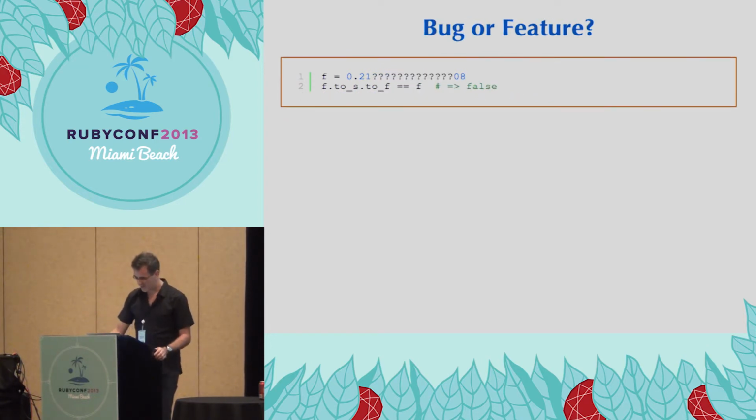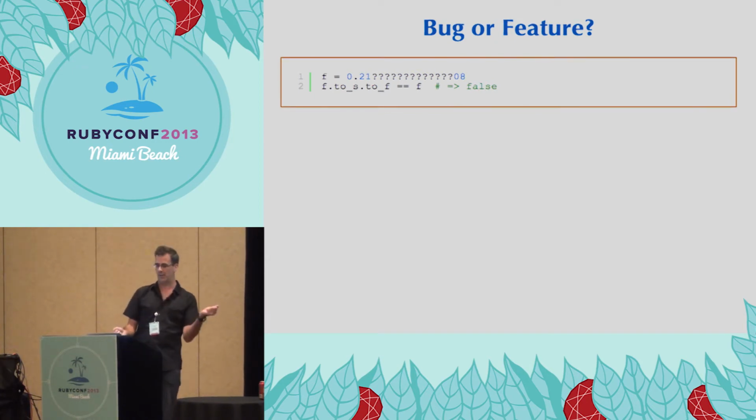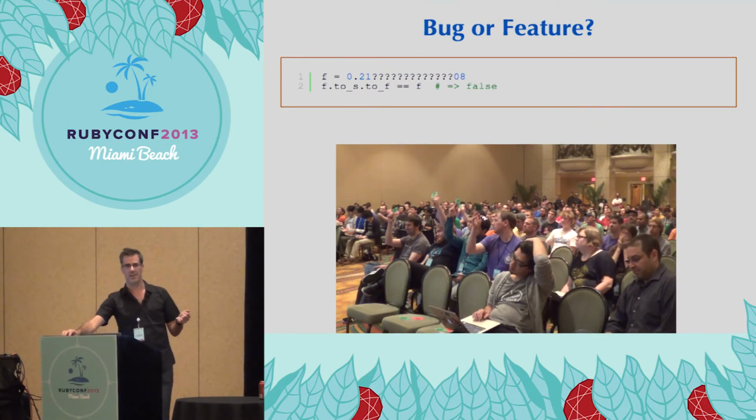It's good. Bug or feature? I have fewer decimals this time. And I ask Ruby to get me a string and then get me back my float. But it doesn't give me back the float I started with. Is that a feature or is that a bug?